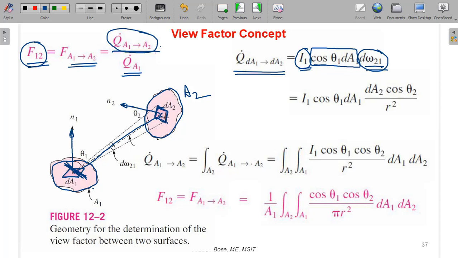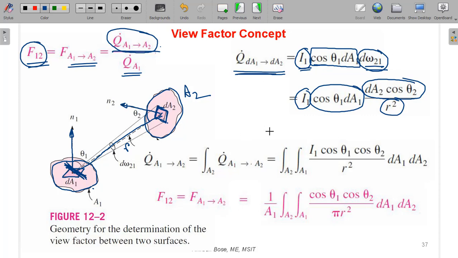And dW21, you already know how to calculate that. You have to take the normal direction. That means this is dA2 cos theta 2, divided by r squared, where this length is r. So this is the solid angle part. This is the area which is normal, from where the radiation is coming out, that means dA1 cos theta 1, normal to the direction r that we have taken, multiplied by the intensity. So this is this quantity.